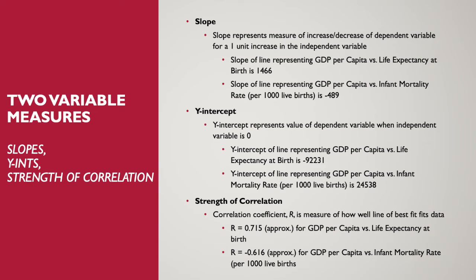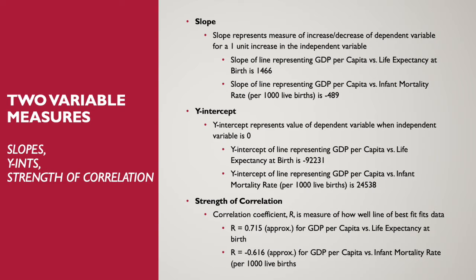The slope of the line of best fit representing GDP per capita versus infant mortality rate is negative 489, meaning that for each increase of 1 unit in a country's infant mortality rate, the GDP per capita decreases by $489 US. The y-intercept of the line represents the value of the dependent variable when the independent variable is 0.